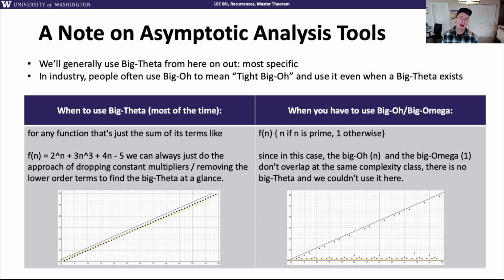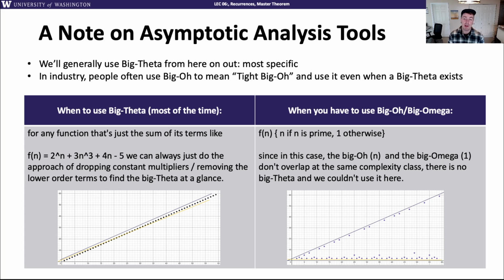So a note about asymptotic analysis tools. For most of our examples from now on, we'll actually be asking you about big theta because it's the most specific. We normally would be saying, oh, give us big O, but make sure it's the tightest one. But for all of the functions we're going to analyze, there usually will be a big theta, and so we'll just ask you that to make sure our description can be shorter.